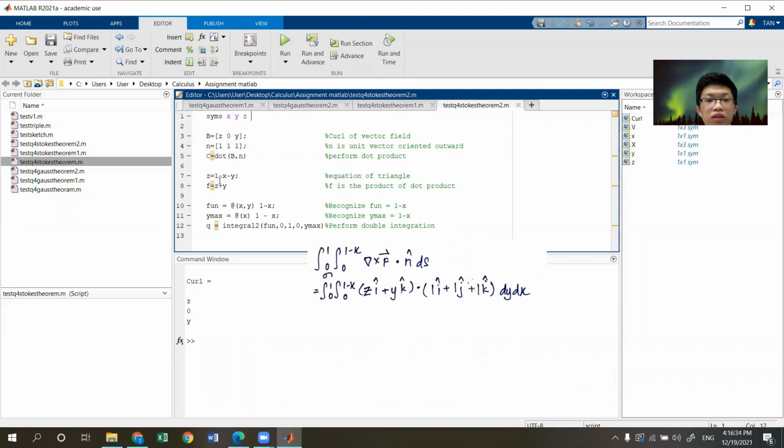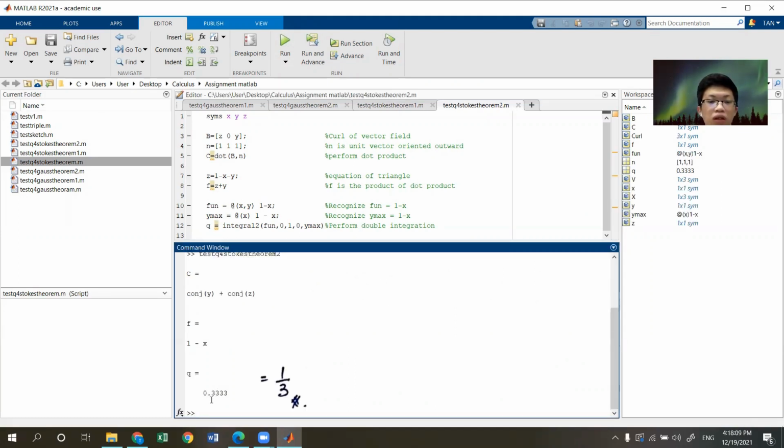Next, this is the equation of the triangle. Then F is the result of the dot product. So substitute the z into the F equation. Next, I do the integration with function 1 minus x. The result is 1 over 3.